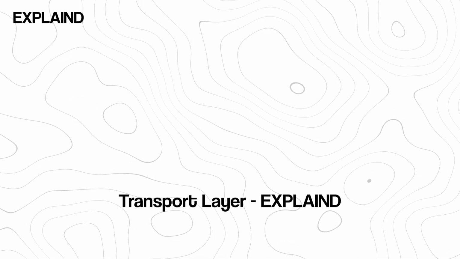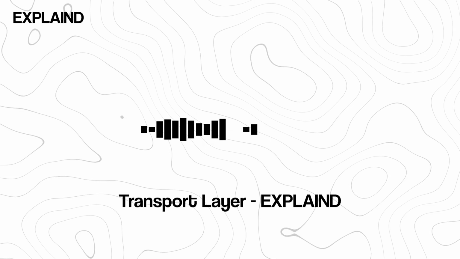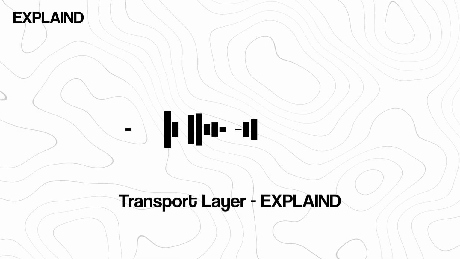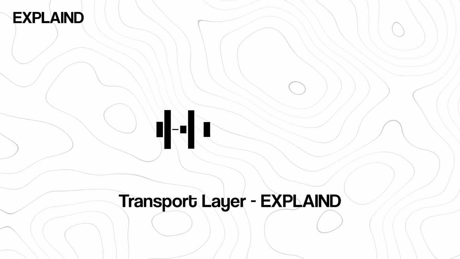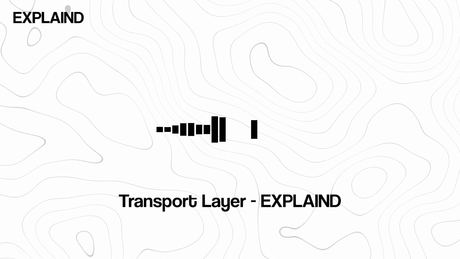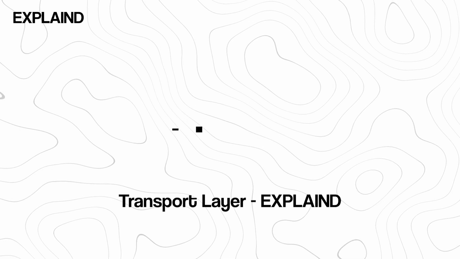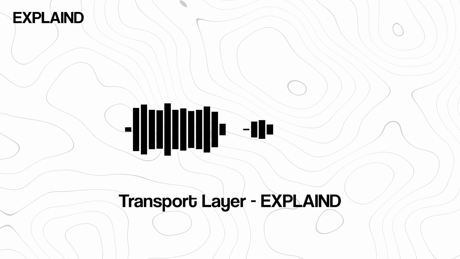You got it. The checksum is a simple yet powerful error detection mechanism. It's like a mathematical fingerprint of the data. The sender calculates this checksum and includes it in the segment. When the receiver gets the segment, it recalculates the checksum. If the 2 checksums match, it's a good indication that the data arrived intact. So it's like a quick check to make sure nothing got messed up in transit.